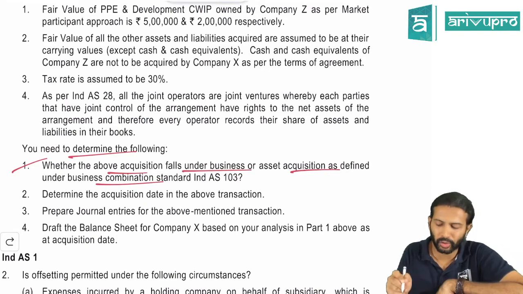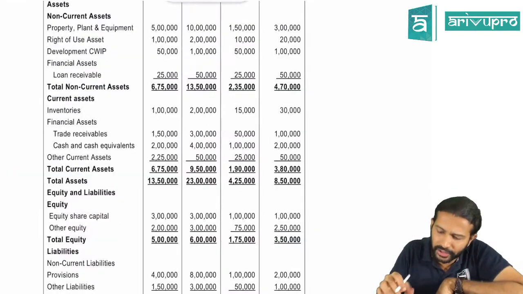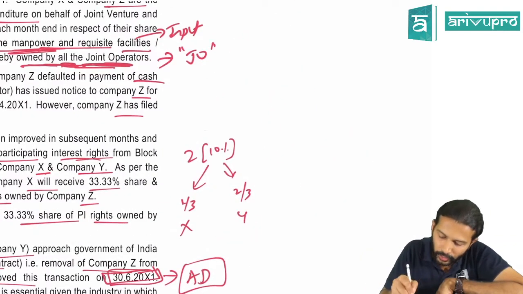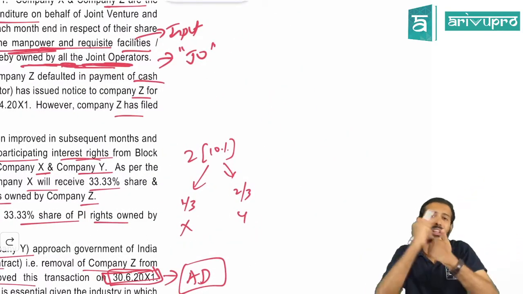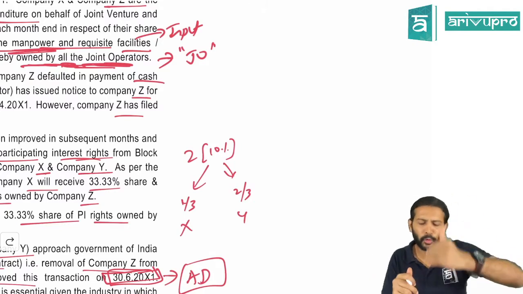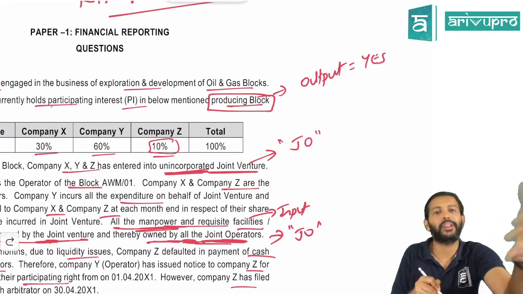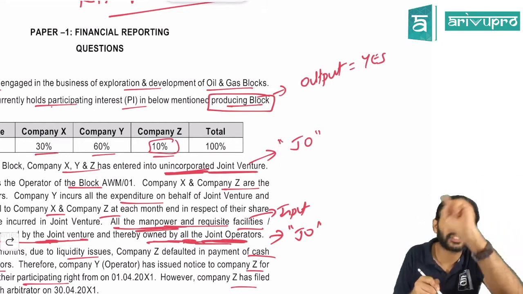In this you need to do all for X. One thing: whether X has acquired some stake from Z over here. Whether this is an asset acquisition or business acquisition. That's what we learned earlier. Before you answer that question, check whether this joint operation is a business. Is it a business? Yes.